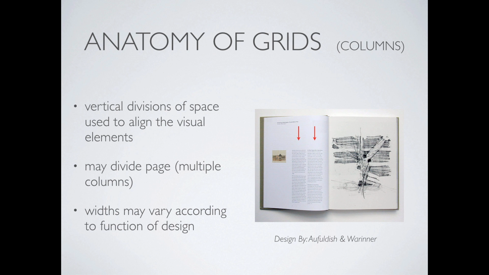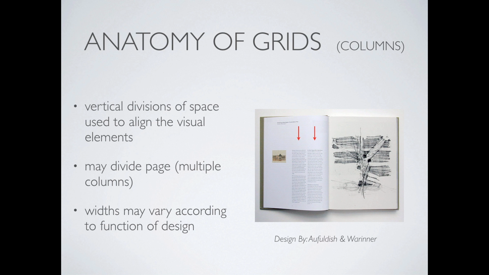Then we move into columns. Again, something you're fairly familiar with. If you've read a magazine or a newspaper, you've read a column before. The idea here is that it's a short bit of text or images that's used vertically to align visual elements. You could have multiple columns, so you could have 2, 3, 4 columns across the page. You could see them right there with the arrows on them. And the widths are going to vary depending on the function of the design.